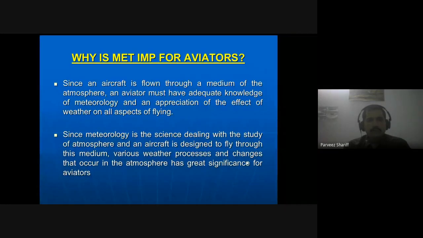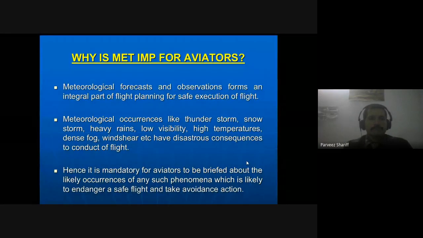Meteorology is the science which deals with the study of atmosphere, and an aircraft is designed to fly through this medium. So various weather processes and the changes that occur in atmosphere have great significance for aviation. And also these meteorological forecasts and observations form an integral part of flight planning for safe execution of flight.